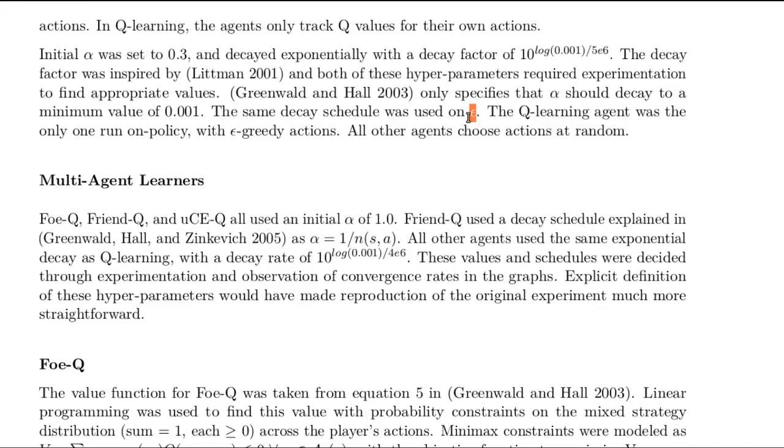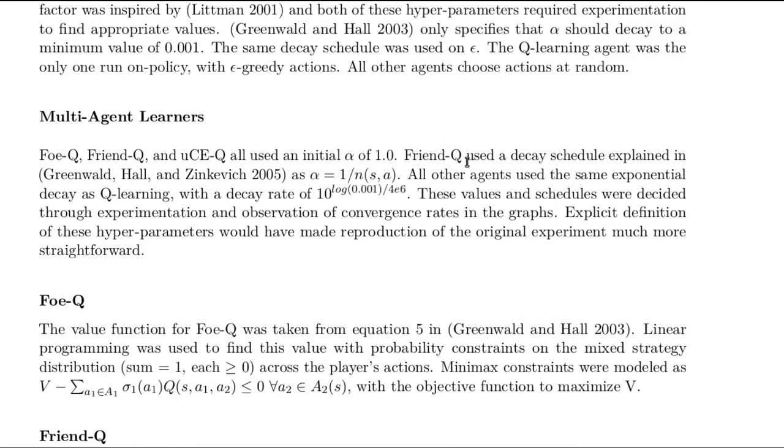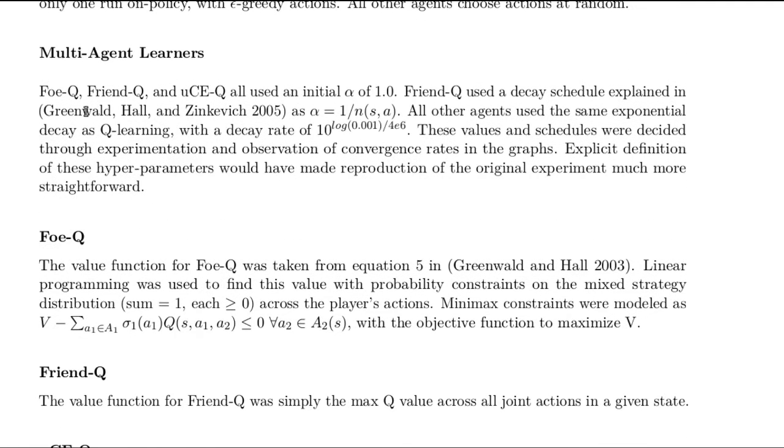There's also decay of epsilon for the Q learner, which is the only on-policy learner. Everything else uses random actions, so they didn't need an epsilon. So the other agents besides Q all started at an alpha of 1, and then friend Q was the only diverging alpha decay schedule. It actually used the one specified in Greenwald's updated paper. This worked out the best to illustrate the convergence of friend Q.